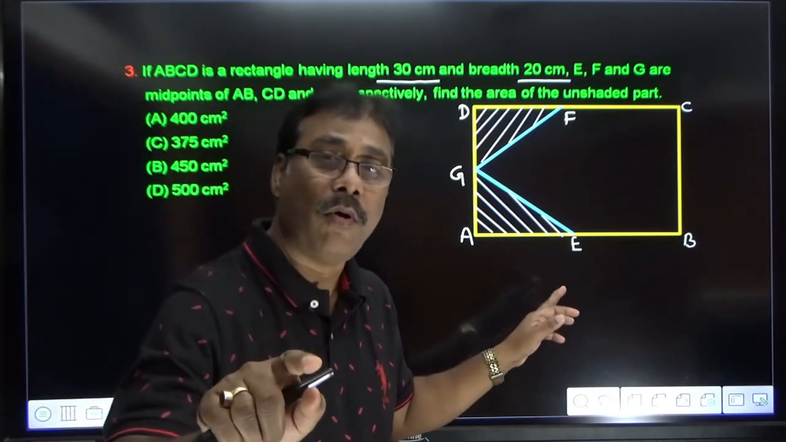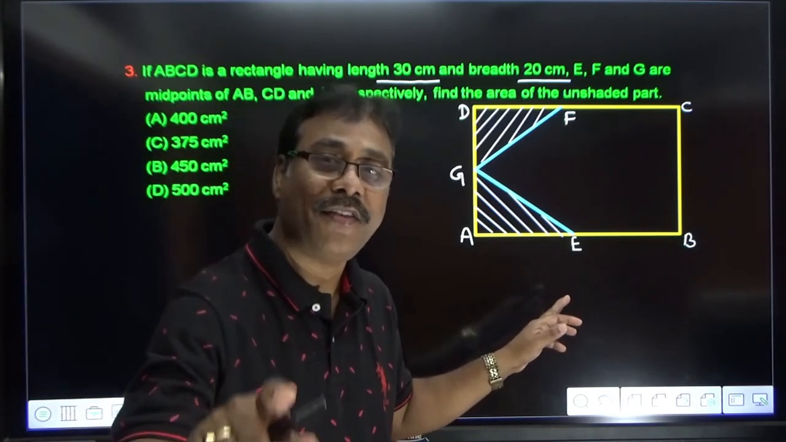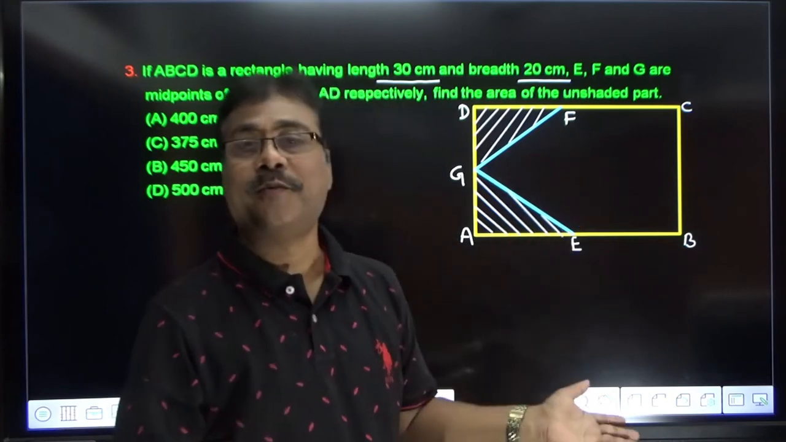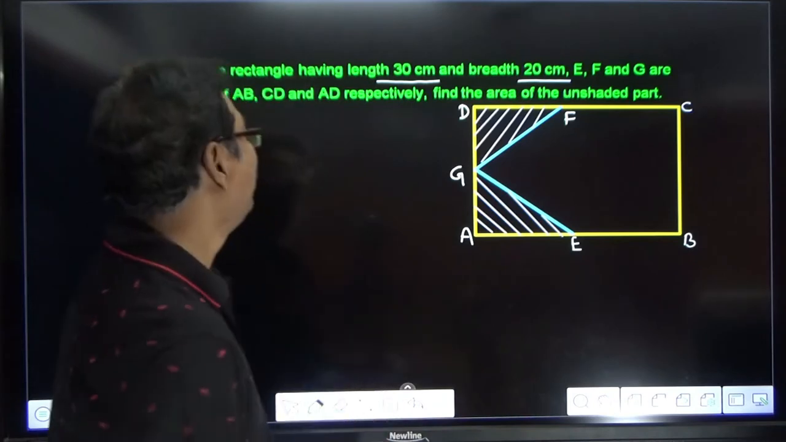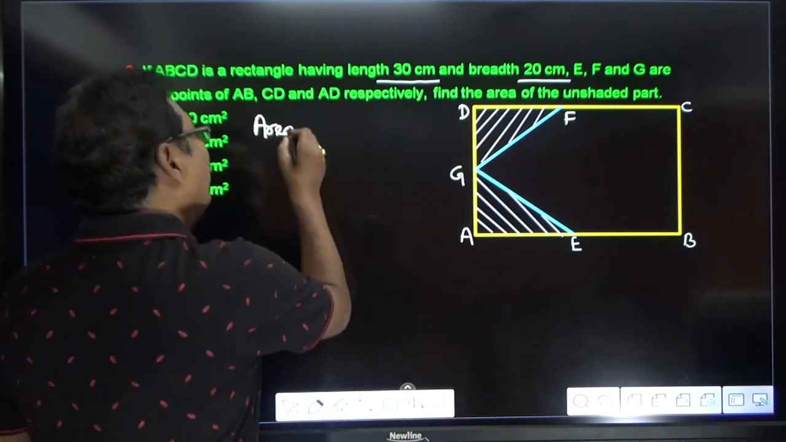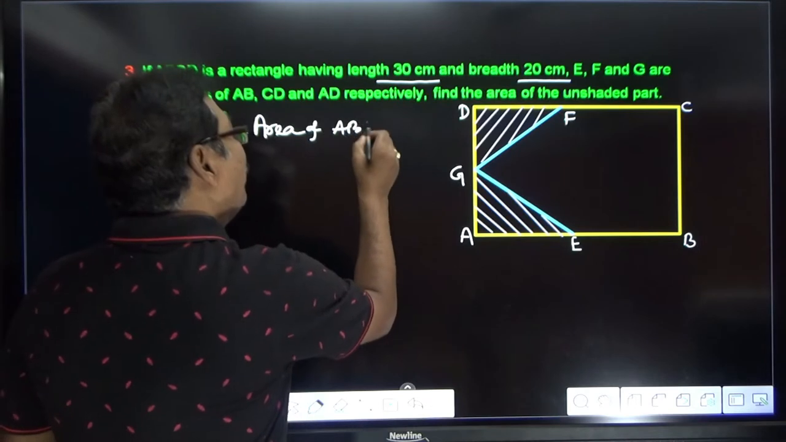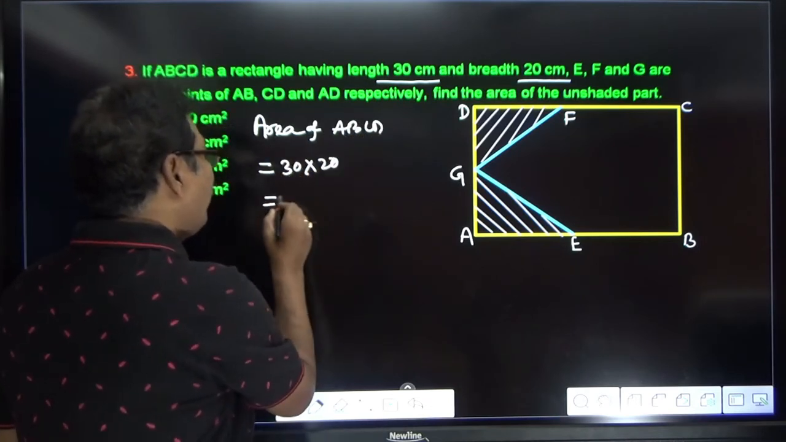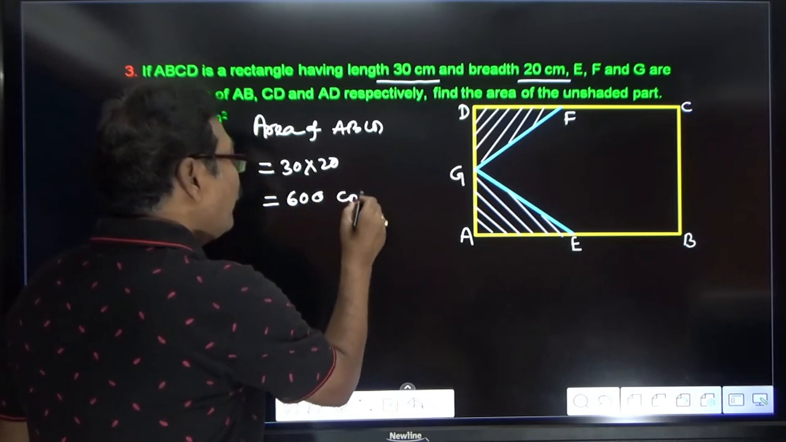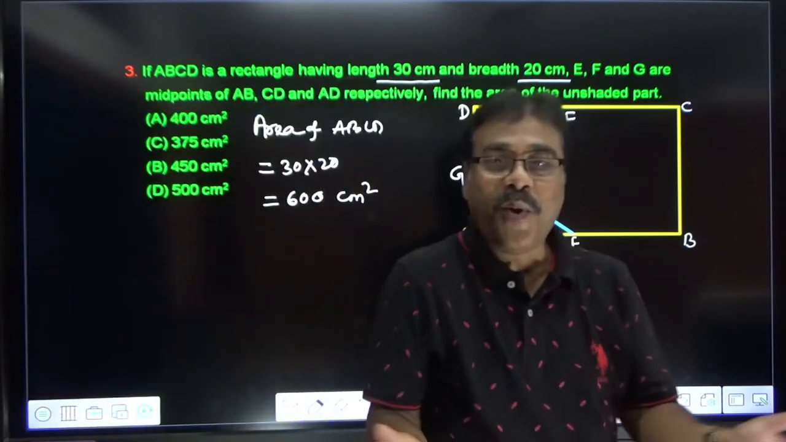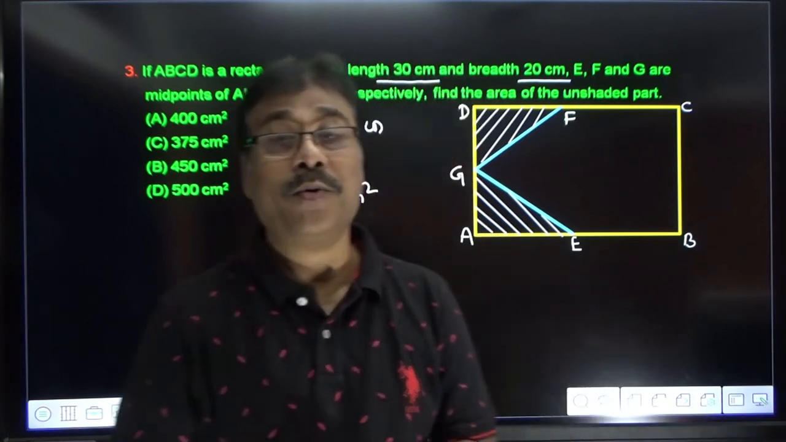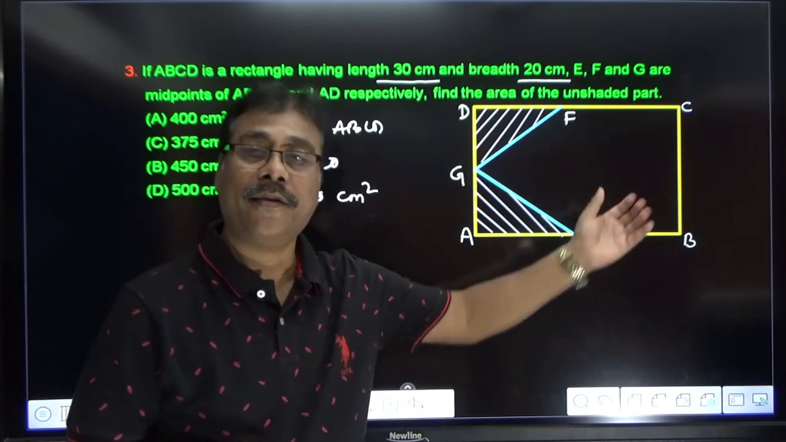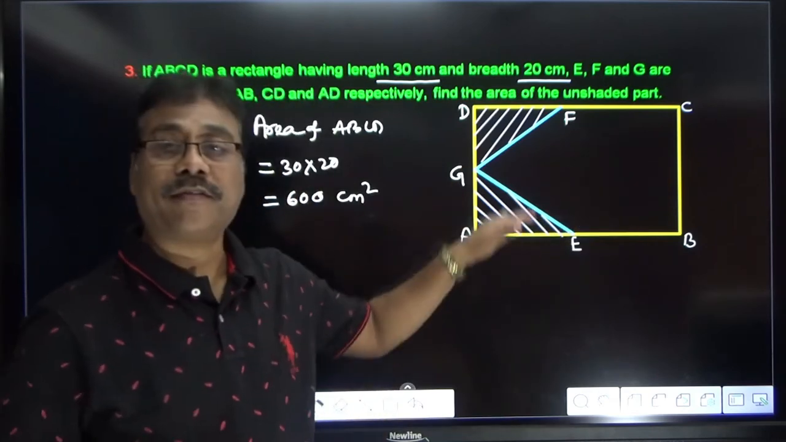I think all of you know how to find. Got it now? Simple. Length into breadth. 30 into 20. So that gives you 600. Area of ABCD is 30 into 20, 600 centimeter square. Is it your answer? No, of course. We do not have to find the area of a rectangle. I have to find out this part. So I have to subtract these two areas.